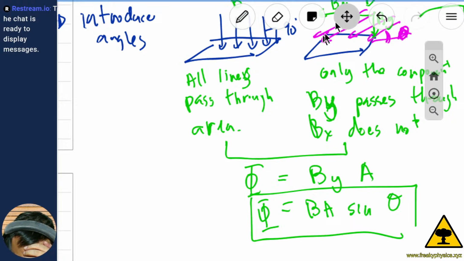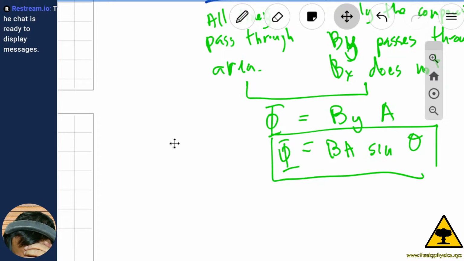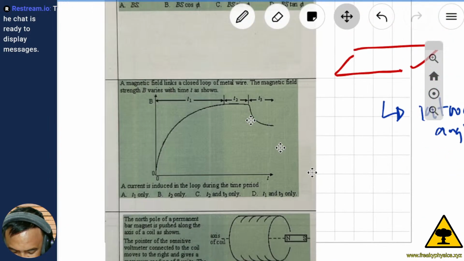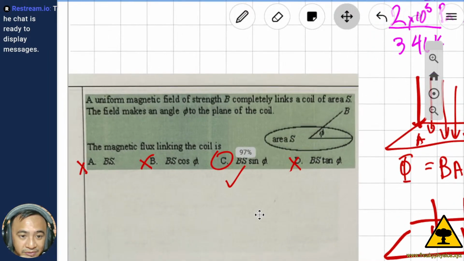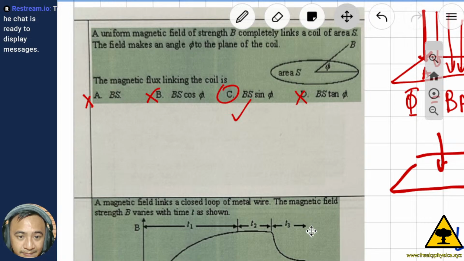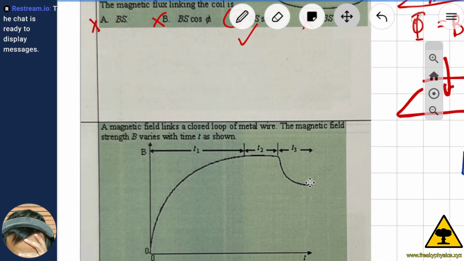Since that's the flux linkage, the magnetic flux, that's going to be BA sine theta, and from here we just replace the area with S, so that's going to be BS sine. Our angle now is not theta but phi, so BS sine phi. So that's why our answer here is C. We just followed the formula.